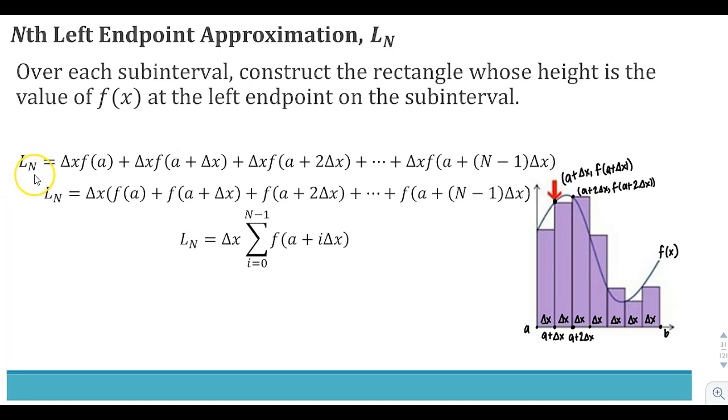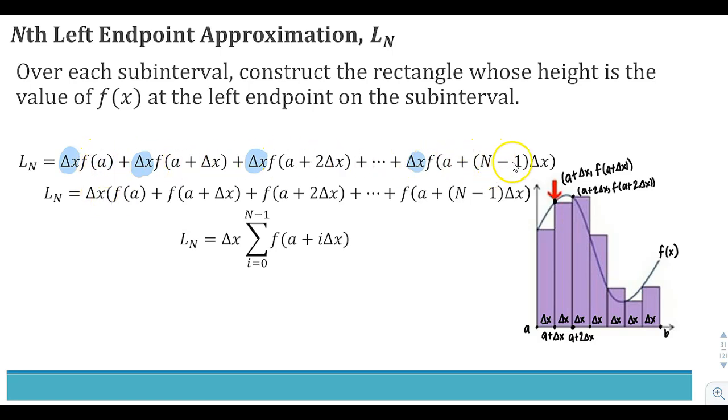Now going back and trying to make sense of this, L sub n is equal to the first rectangle's area, delta x times f of a. That's the width, delta x, and the leftmost endpoint would be a, so delta x f of a, plus the next rectangle, which is delta x again, since the width of the next rectangle is the same, and then the height is f of a plus delta x, as we showed here. You can see that all of these have in common that delta x, that is the width, and then we have each of the heights.